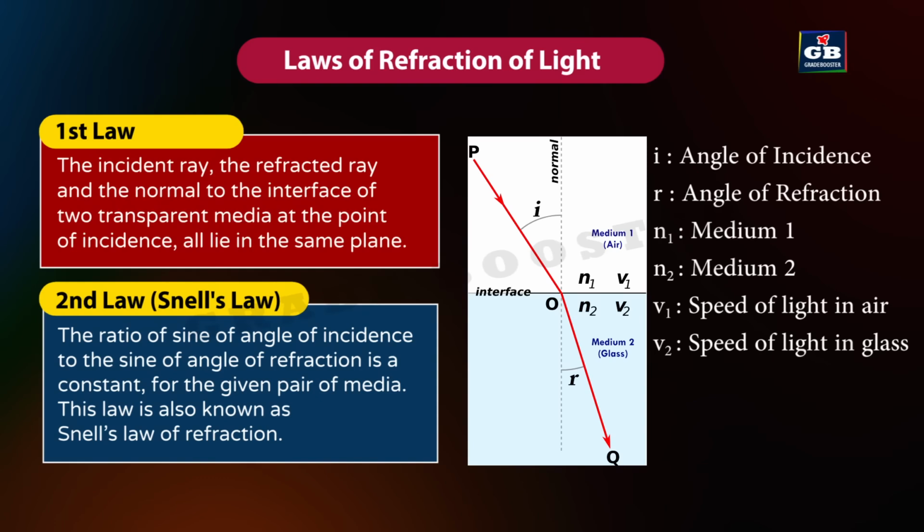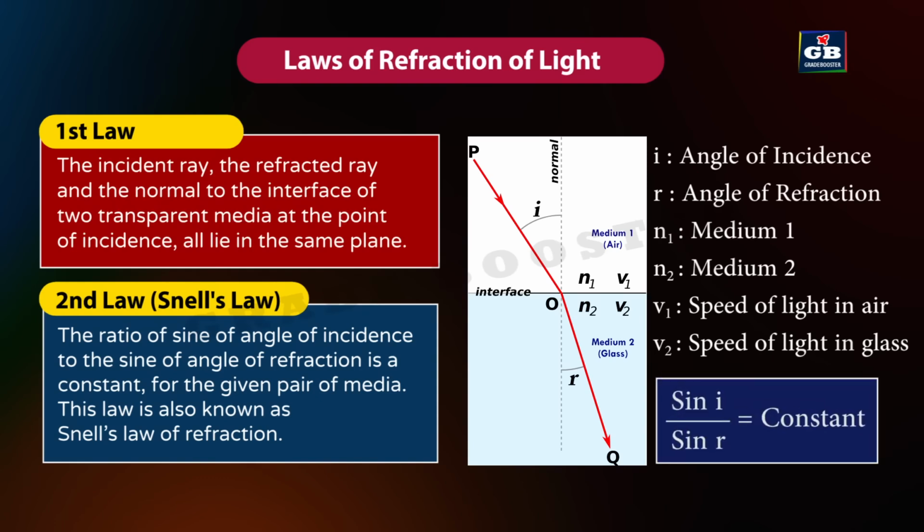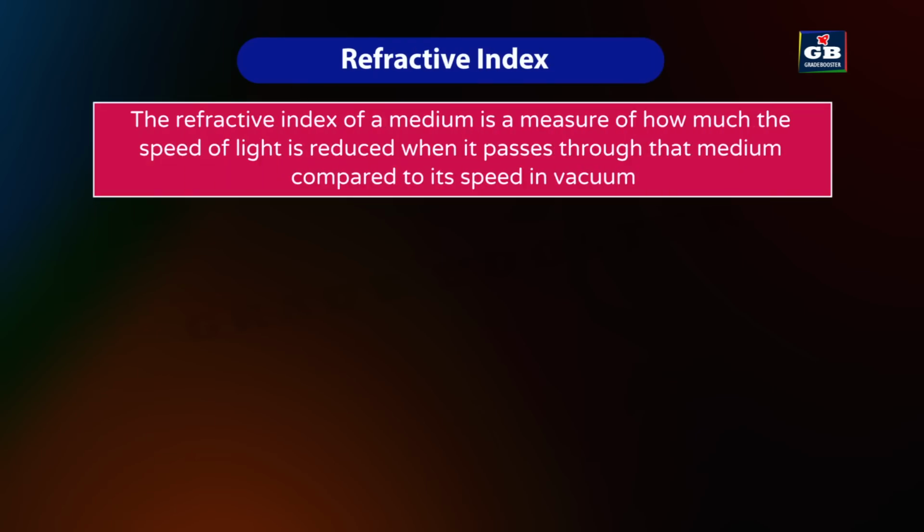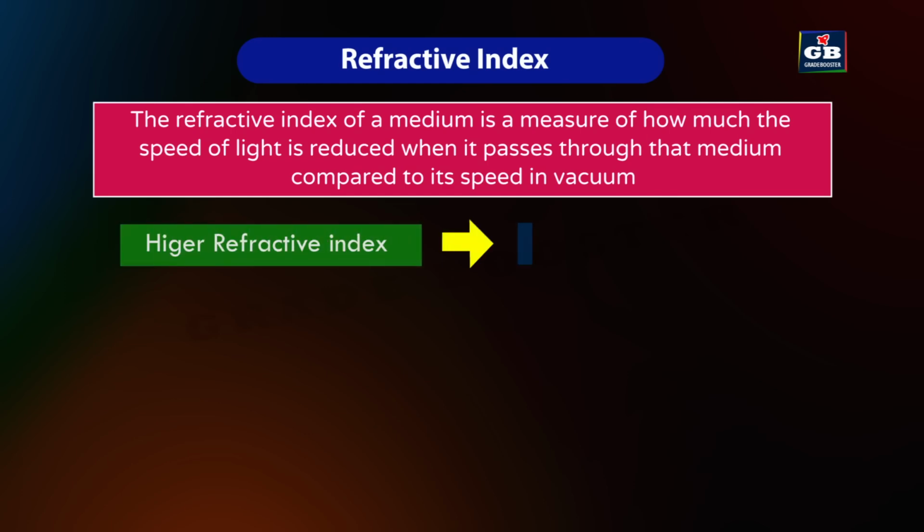If i is the angle of incidence and r is the angle of refraction, then sin i by sin r equals constant. Refractive index. The refractive index of a medium is a measure of how much the speed of light is reduced when it passes through that medium compared to its speed in vacuum. It is a dimensionless quantity, and a higher refractive index indicates a slower speed of light in that medium.